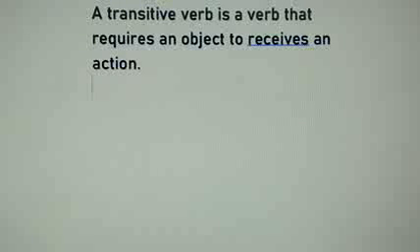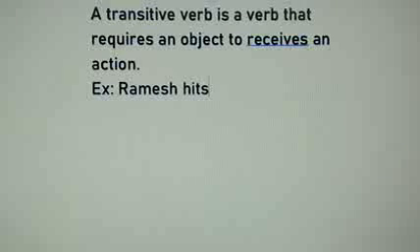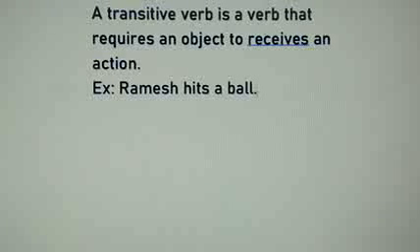Let's see the first example for this: Ramesh hits a ball. Ramesh hits a ball. In this sentence, dear children, you can see what is the verb? Hit. Hit is a verb over here. And you can see the verb is not completely limited to the subject in this sentence. The subject is Ramesh, the verb is hits, and a ball is an object.